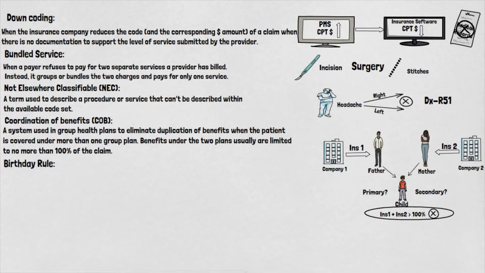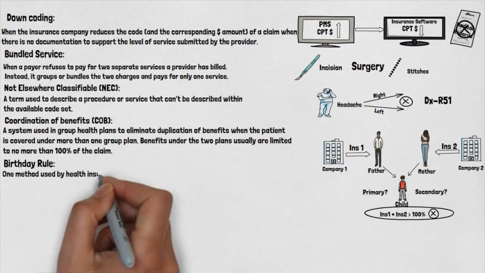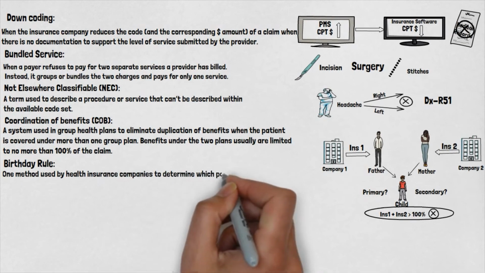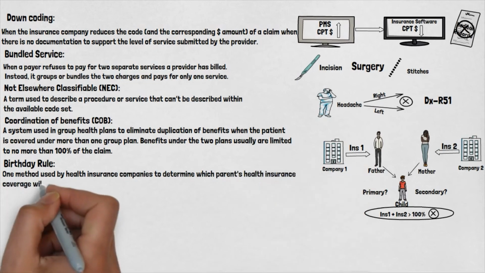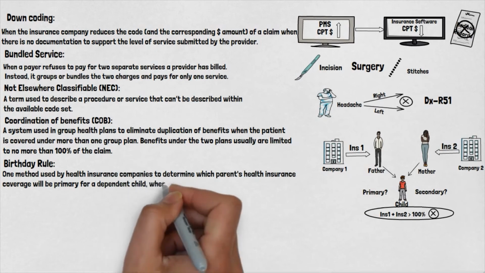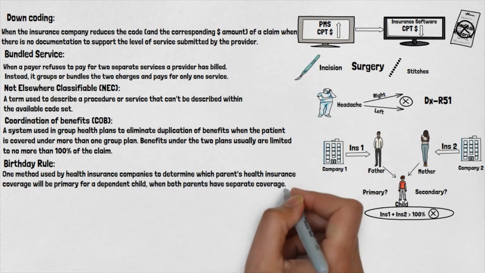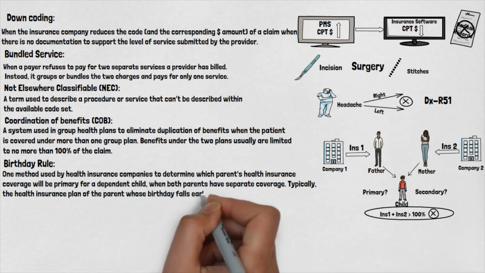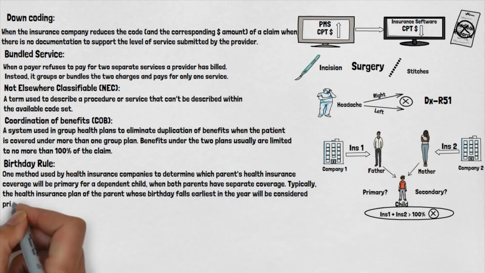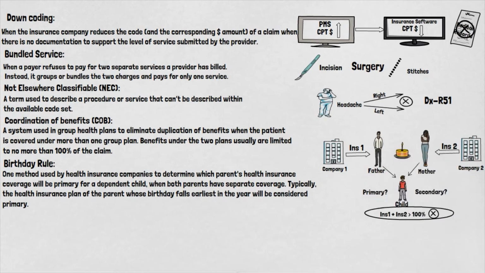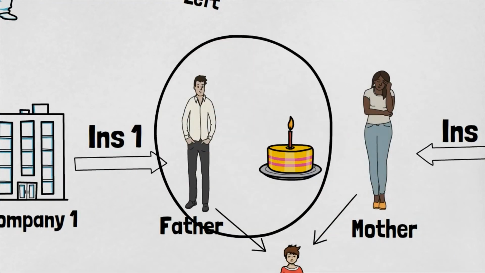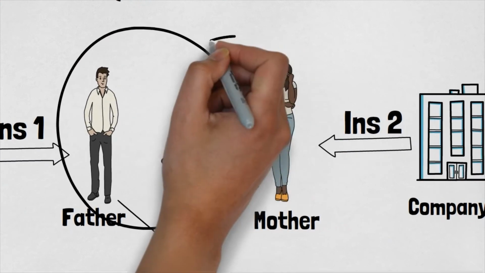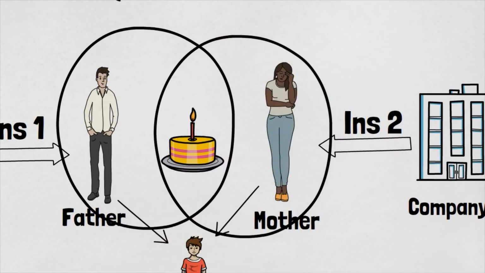Now the next one is birthday rule. One method used by health insurance companies to determine which parent's health insurance coverage will be primary for a dependent child when both parents have separate coverage. Typically, the health insurance plan of the parent whose birthday falls earliest in the year will be considered the primary. If the father's birthday comes first in the year, then his policy will be the child's primary coverage, and if the mother's birthday comes first in that year, then her policy will be the child's primary policy.